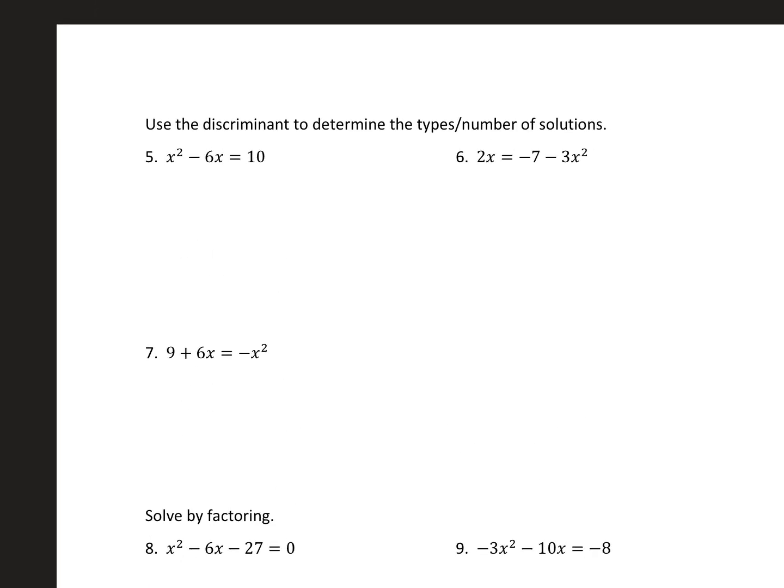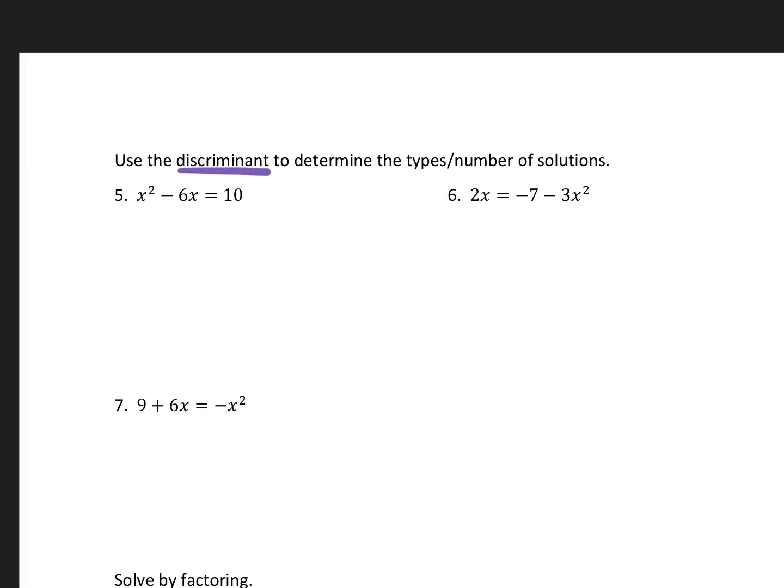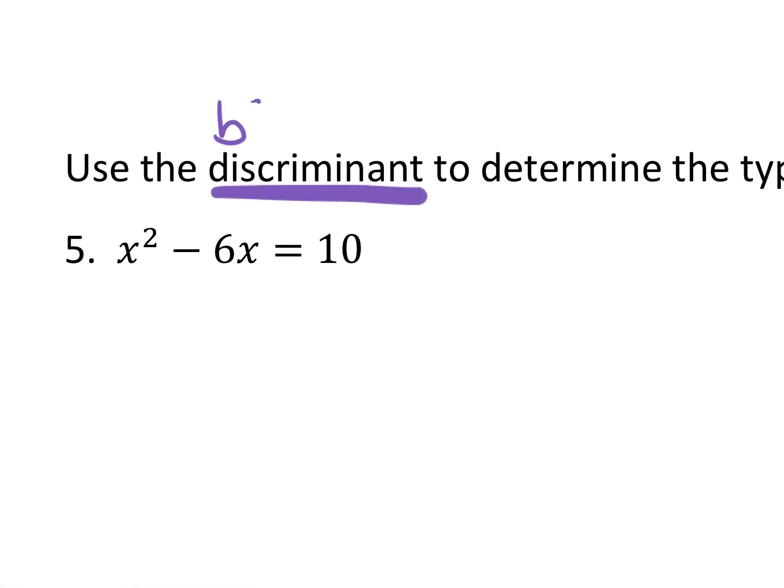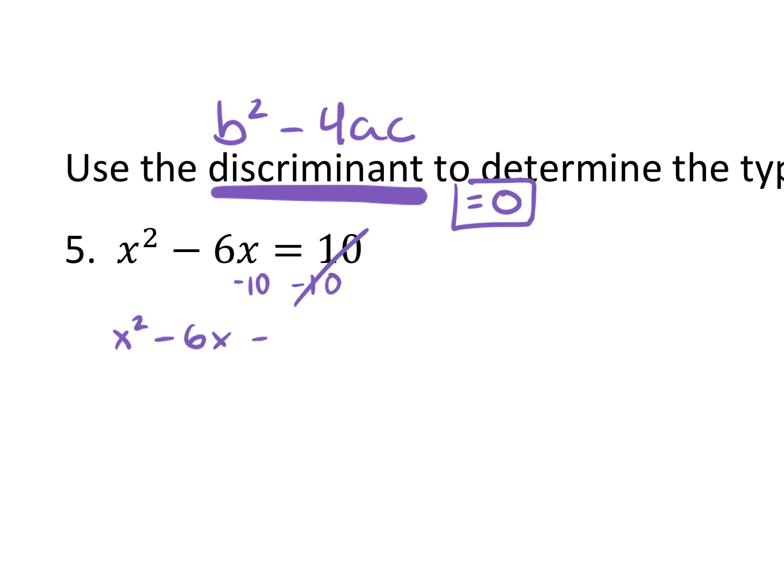So for 5, 6, and 7, it says use the discriminant to determine the type and number of solutions. So our discriminant formula is b squared minus 4ac. So the discriminant only tells us how many solutions we have. It doesn't tell us what the actual solution is. And then in order to use the discriminant formula, it has to be equal to 0 first. So for number 5, what should I do? Subtract 10. And then when you put everything on one side, just make sure you keep it in standard form or rearrange it to standard form.